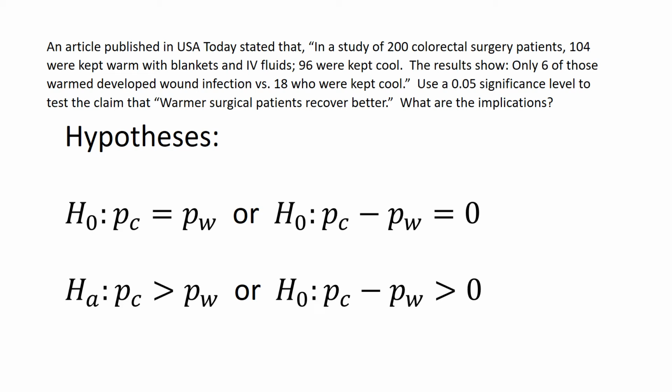Our alternative hypothesis, PC is greater than PW. Or we could write it the other way, PW is less than PC. Or we could write the difference, PC minus PW is greater than 0, because more infections if you're cold, bigger number, minus fewer infections if you're kept warm, smaller number, is greater than 0. Doesn't matter how you write it, just be consistent.